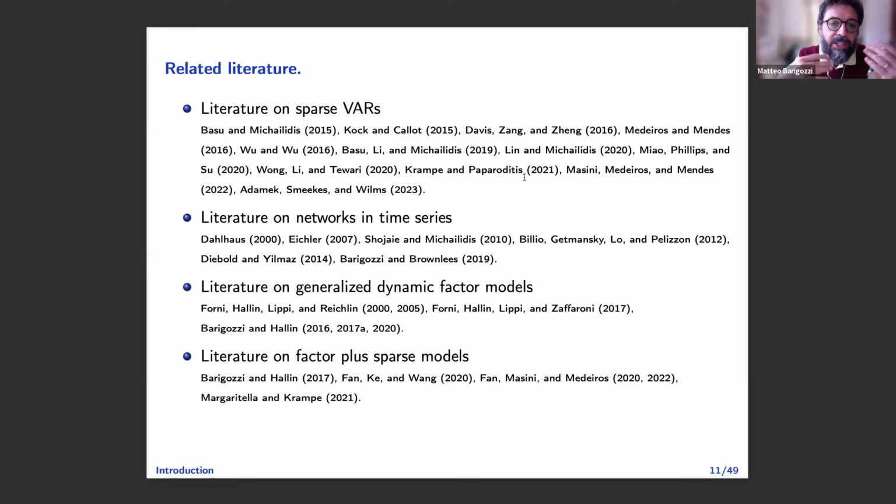Then there is literature on networks in time series, starting from Lauritzen and going on. There is the literature on generalized dynamic factor models, which I already mentioned and will not mention again. And then the idea of factor plus sparse: first there is the paper that I did with Mark, but that was a purely empirical paper. And then there are three papers by Jianqing Fan and co-authors where they use the static approach, so just principal components plus sparse. Actually, the 2020 one is estimating everything in one shot, so that's very interesting. The other two are two-step estimation methods, analogous to ours. So the other two are actually nested into our approach, basically.